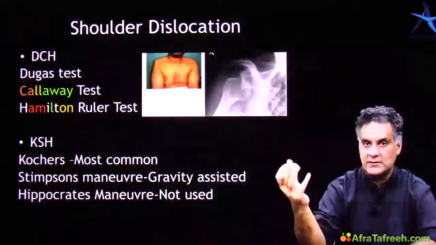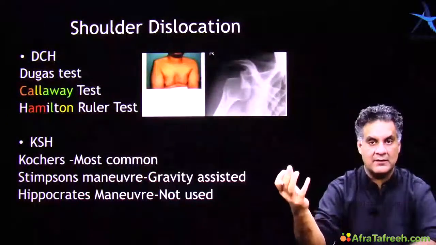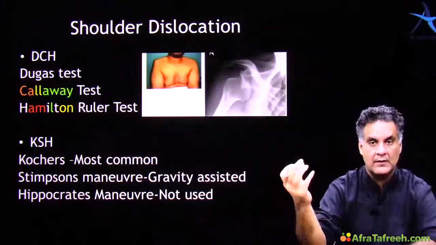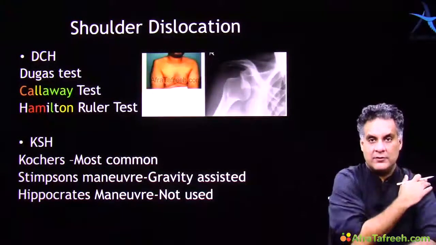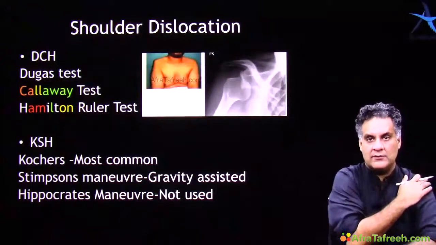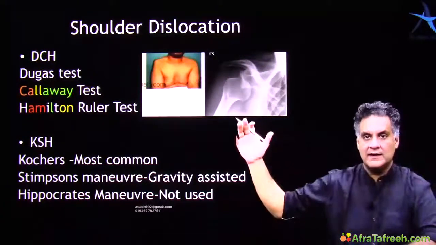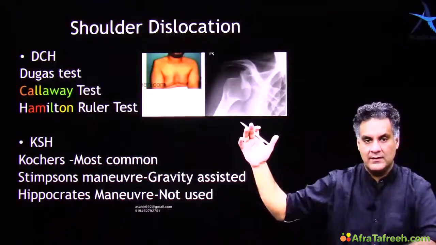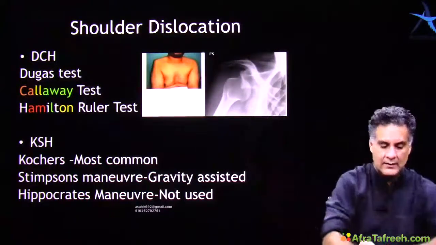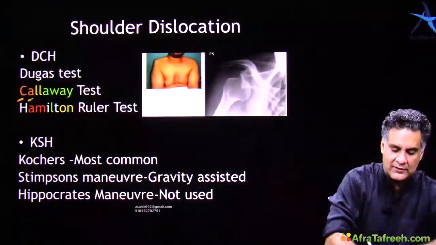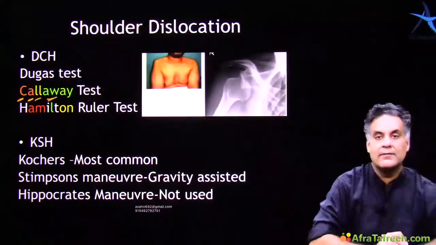Shoulder dislocation is commonest anteriorly, 95% of dislocations are anterior. The Dugas test is inability to touch the tip of the opposite shoulder. So this is normal. When you can't touch it, this is the Dugas test. Callaway's test is increase in the circumference of the axilla. Remember the first two alphabets. Circumference of the axilla lengthens when the head is away.